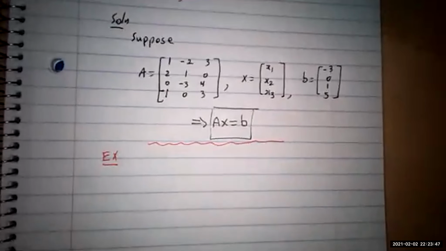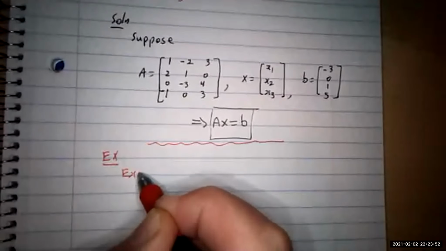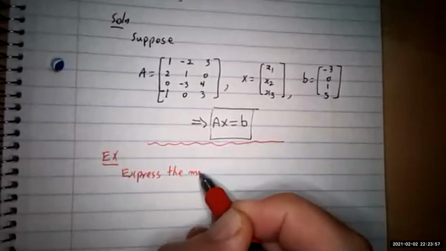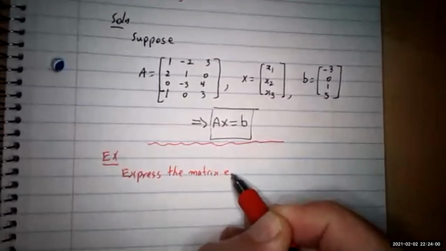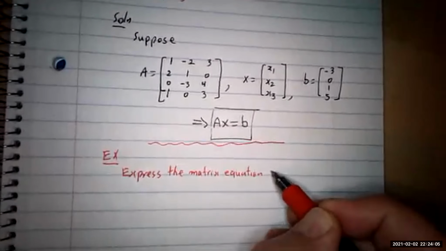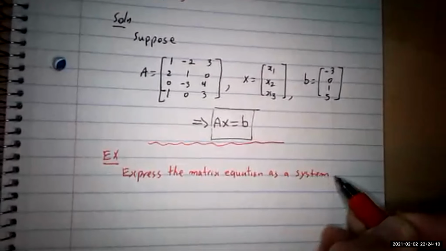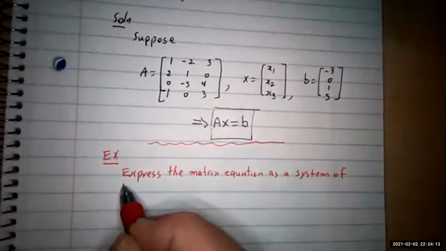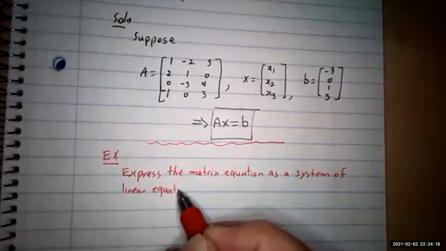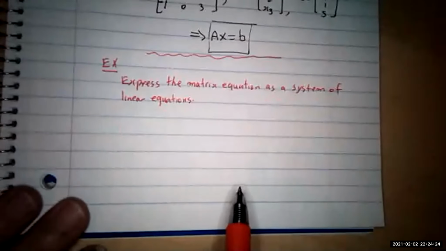So this is the other way around. They ask you to express the matrix equation as a system of linear equations. It is the other way around. Just know that this is not a big deal and you know what you are going to do.